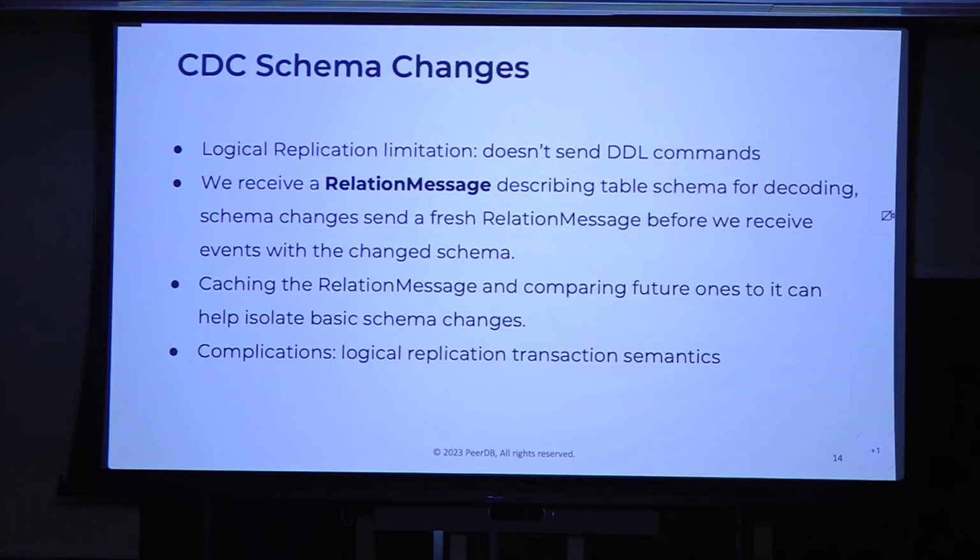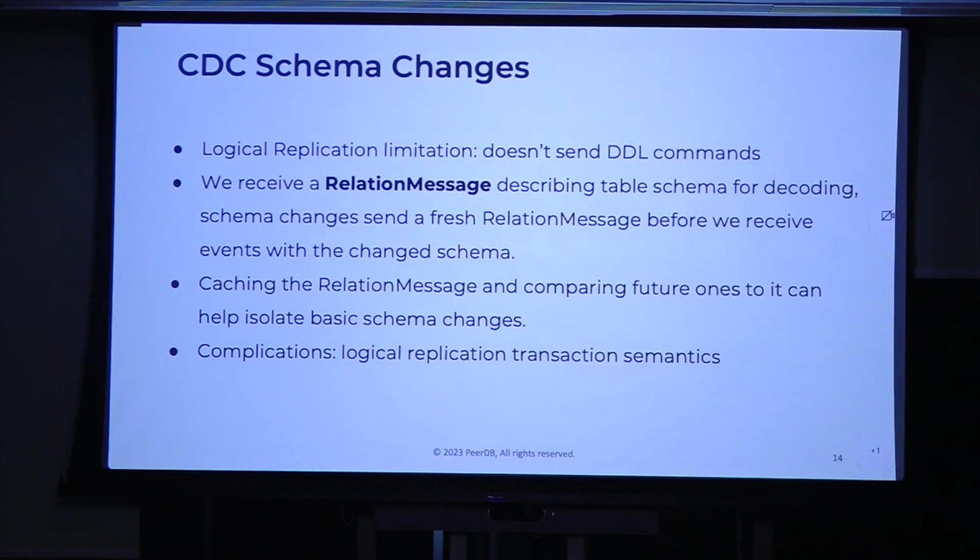For example, say a table has 4 columns. You get a relation message saying column 1, type 1, column 2, type 2, and so on. Then we get an insert message that tells us a row has been inserted and what data it contains. You have to use the relation message to decode this insert message. So this is what it sends.